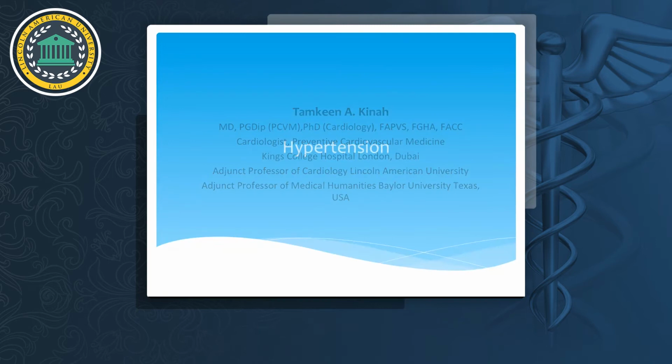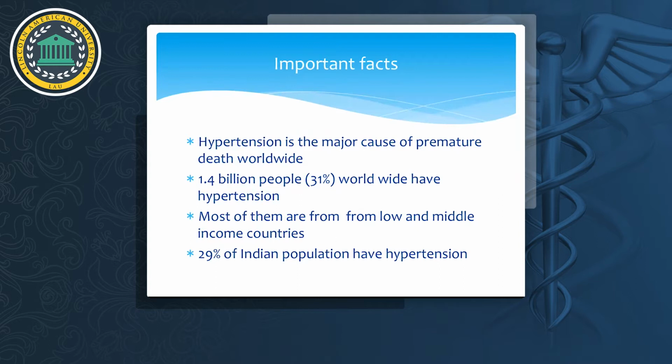Hypertension is a cause of death, constituting around 31% worldwide. Most of them are from low and middle income countries, and 39% of the population have hypertension. I know that most of us are from India. So in India, around 29% of the population have hypertension.